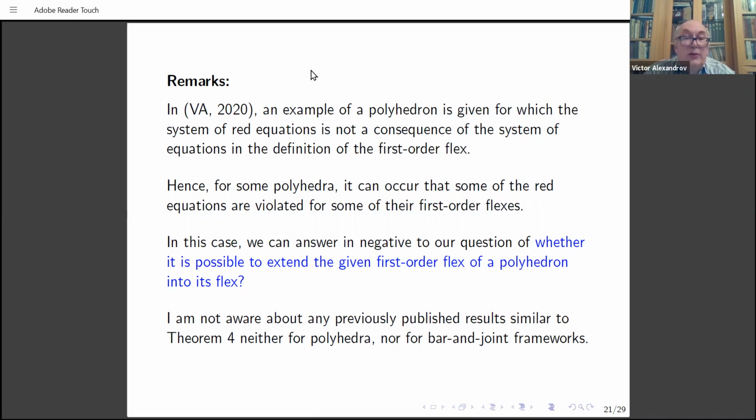In fact, I am not aware of any previously published results similar to Theorem 4, neither for polyhedra nor for bar and joint frameworks. Such.